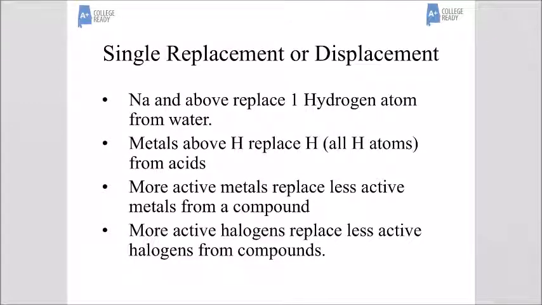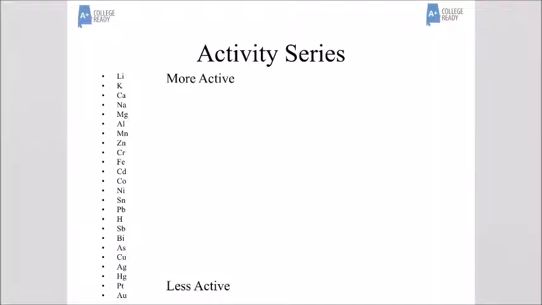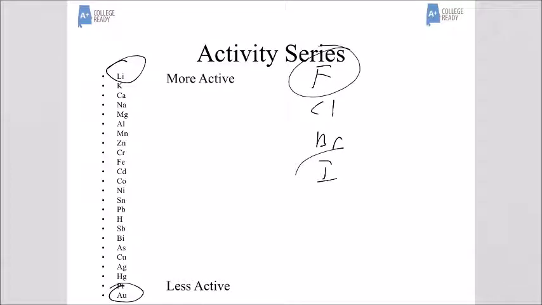Single replacement reactions. Before we talk about single replacement reactions, we need to look at what's called the activity series. This essentially ranks metals from most active, up here at lithium, down to less active, platinum rather, and gold. Also, we could think of halogens the same way, something like so, in the order they are in the periodic table, fluorine being the most active, iodine less active.